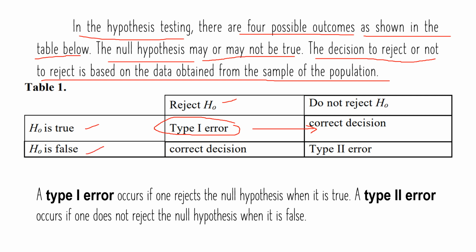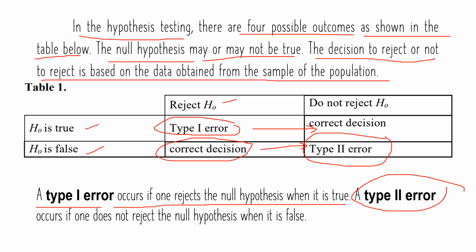Then, if your null is a false statement, your correct decision is to reject it. But if you accept this claim or hypothesis even if you know that your null is a false statement, that's a type 2 error. Now, a type 1 error occurs if one rejects the null hypothesis when it is true. Once you reject a true null hypothesis, that will be your type 1 error. Once you accept a false null hypothesis, that will be your type 2 error.